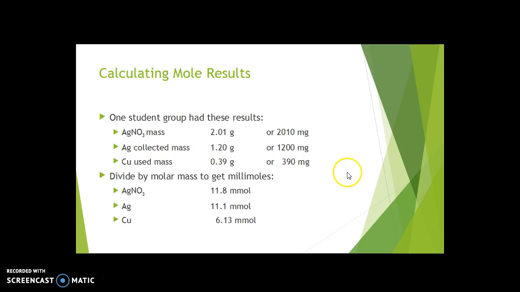Therefore, we divide by the molar mass of silver nitrate, about 169, and we got 11.8 millimoles of silver nitrate used, and 11.1 millimoles of silver by dividing the 1200 milligrams by the 107 plus milligrams per millimole of silver. So there's our millimoles of silver nitrate and silver. And then we divided the 390 milligrams of copper by the 63.54 milligrams in a millimole and got 6.13 millimoles of copper. You will get similar quantities or similar ratios of quantities in your reaction.